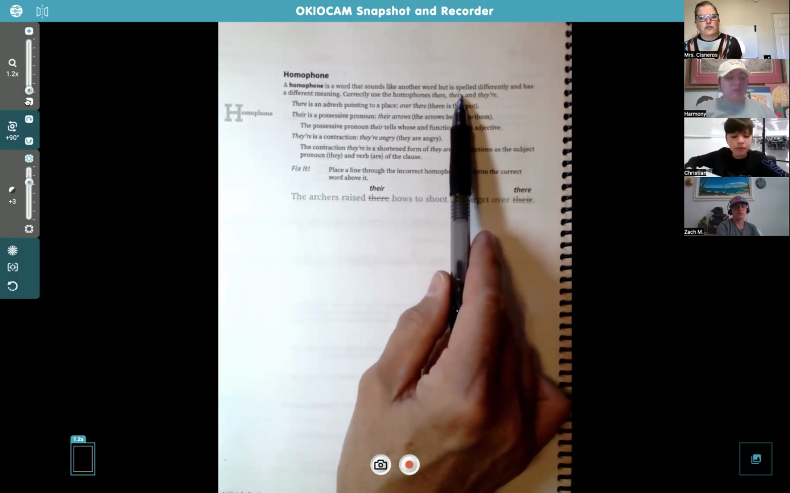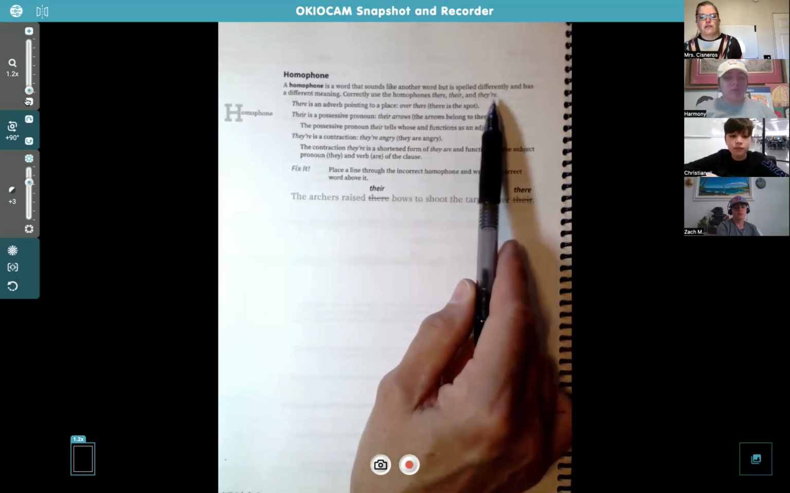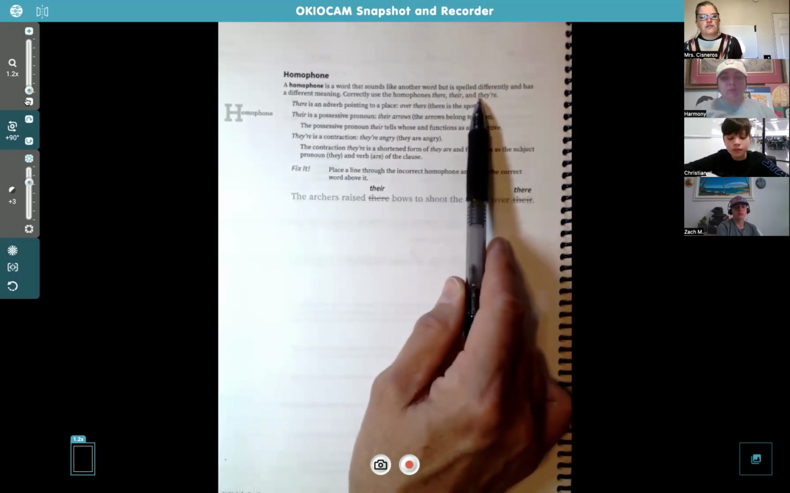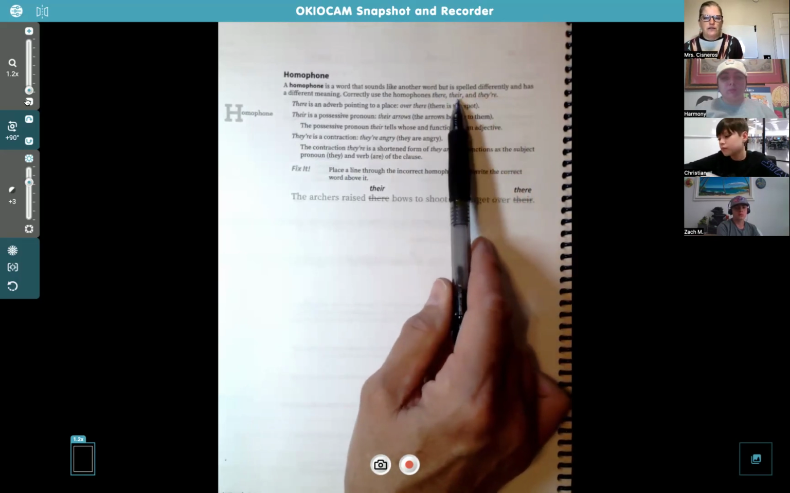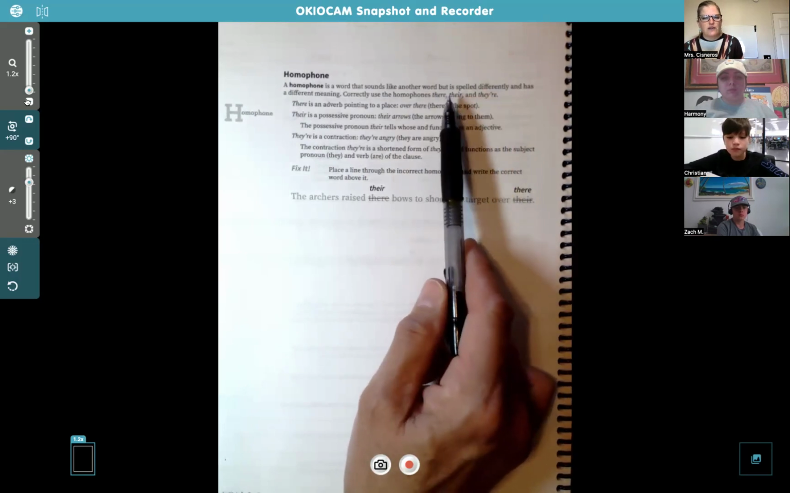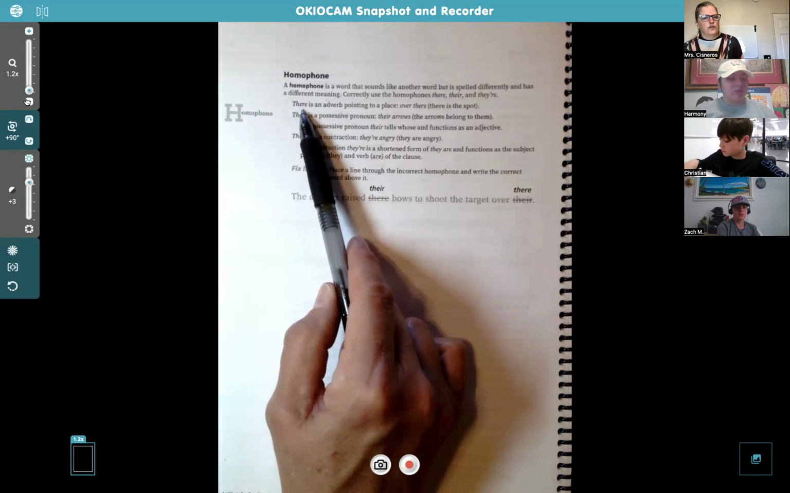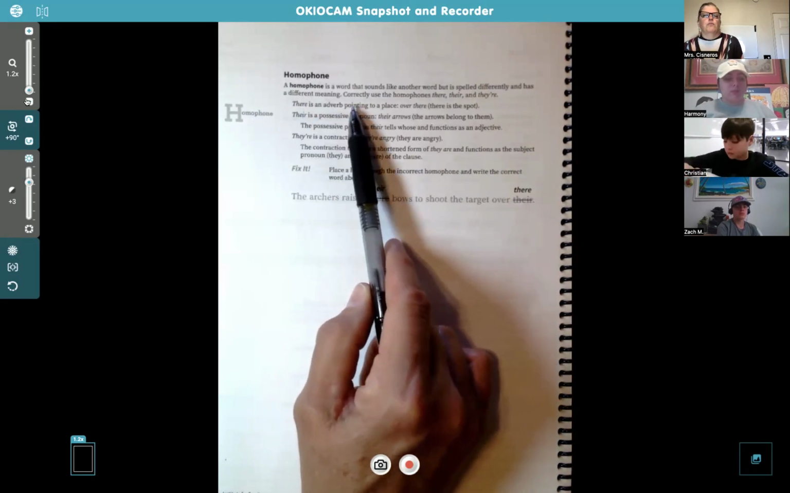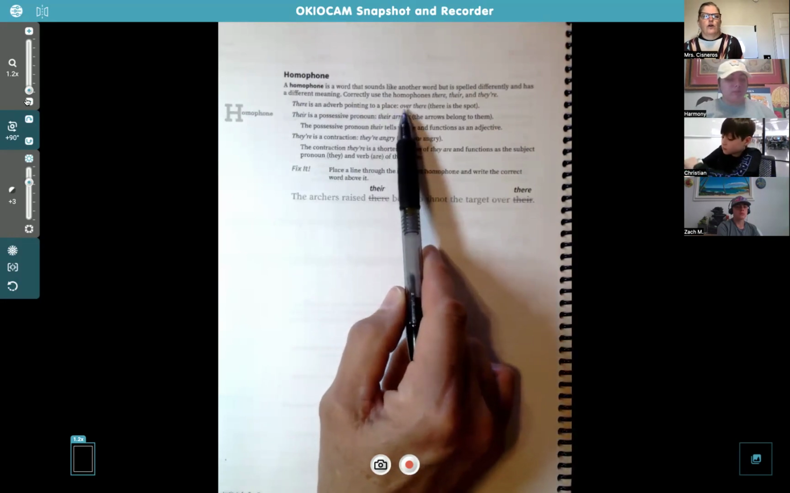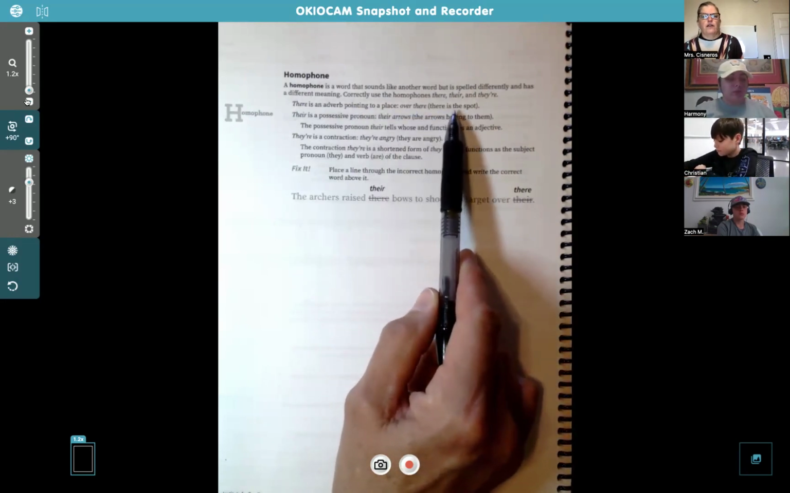Look at the end of that first little paragraph. You have there, their, and they're. They all sound the same. They're spelled different. They mean different things. But when you say it, they sound exactly the same. All right, let's look at the first one. THERE is an adverb pointing to a place. Over there. There is the spot.